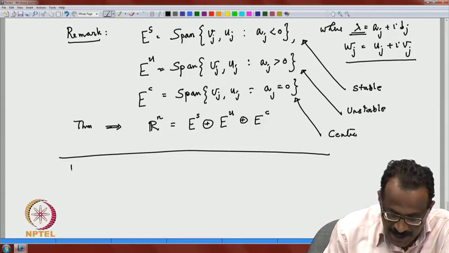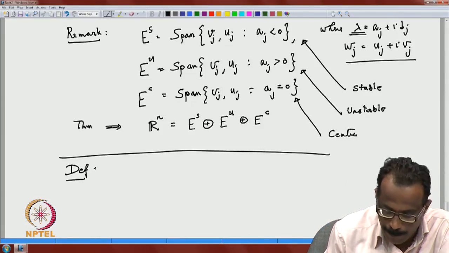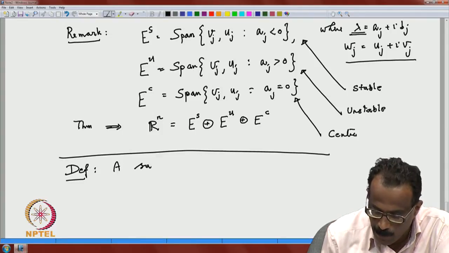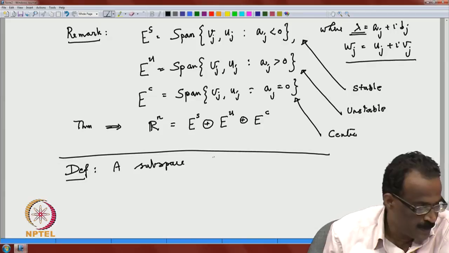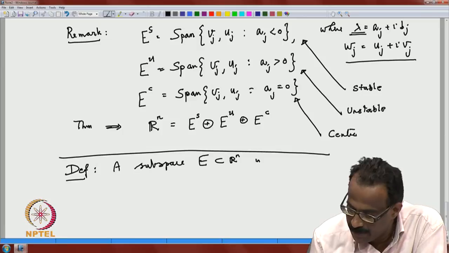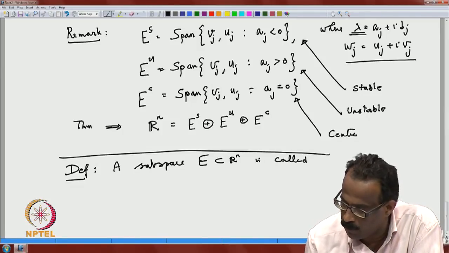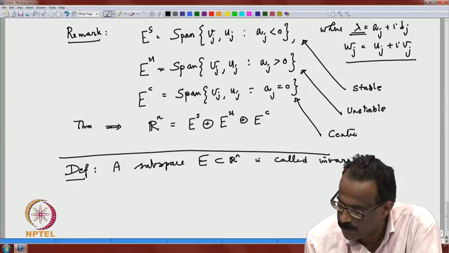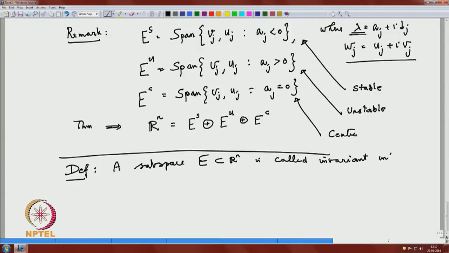Okay. A definition to start with: a subspace E is called invariant under the flow. Recall the flow. What is the flow? The flow is e power tA. If e power tA acts on E, it will remain in E itself.